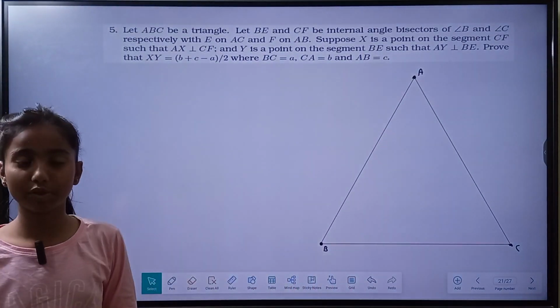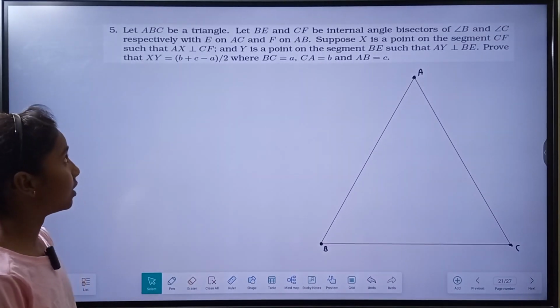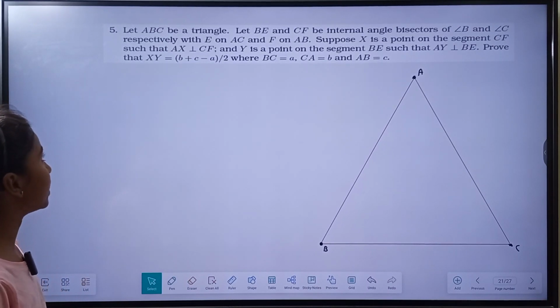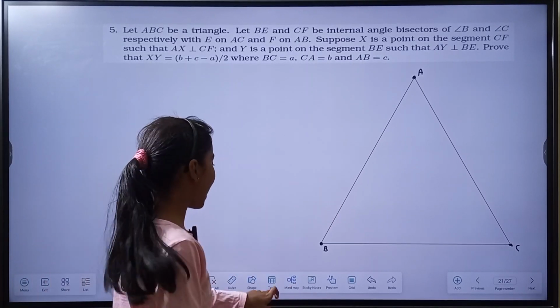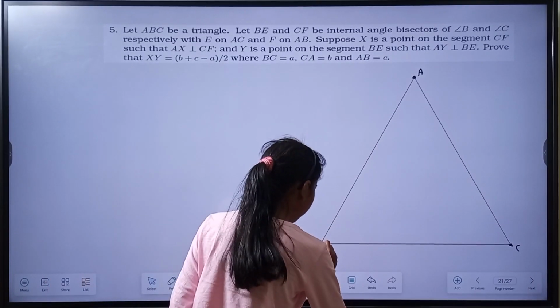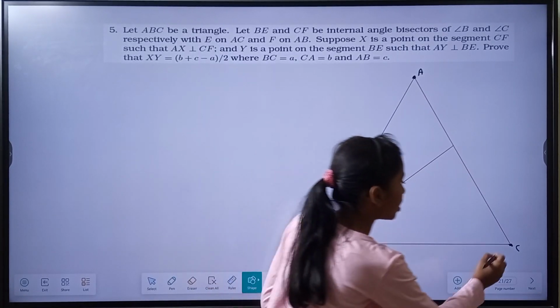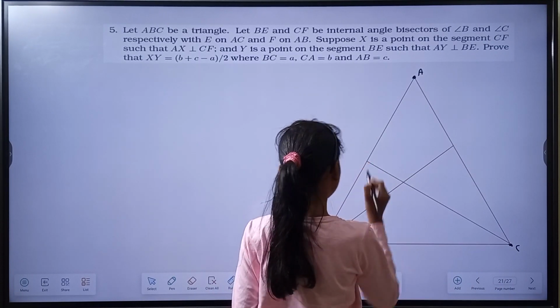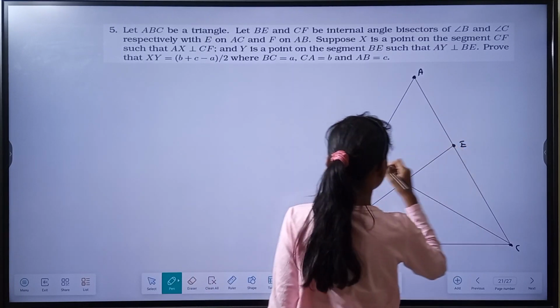Let us solve this problem today, which appeared in RMO. Let ABC be a triangle. Let BE and CF be the internal angle bisectors of angle B and angle C respectively, with E on AC and F on AB. So BE is the angle bisector of angle B, and CF is the angle bisector of angle C. This is CF, and we have this point E and this point F.